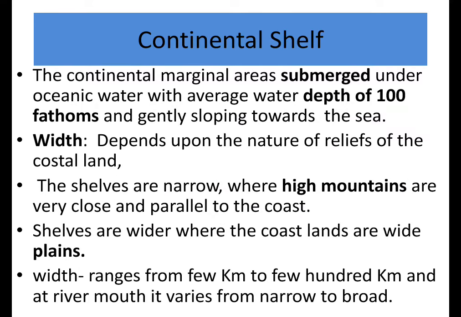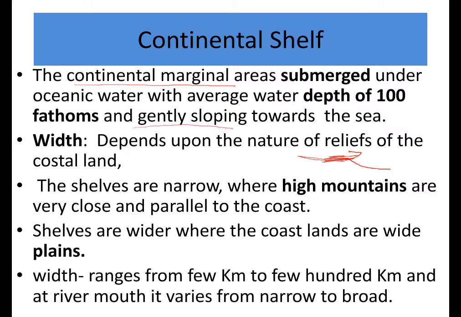Continental shelf. It is a submerged land. This is the continental marginal land. Suppose this is the continent, and these are the marginal lands. These are the marginal land which are submerged under the water at the depth of 100 fathoms. 1 fathom is around 6 feet, which is 1.8 meter.